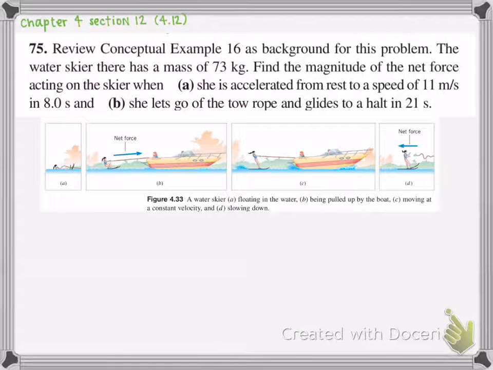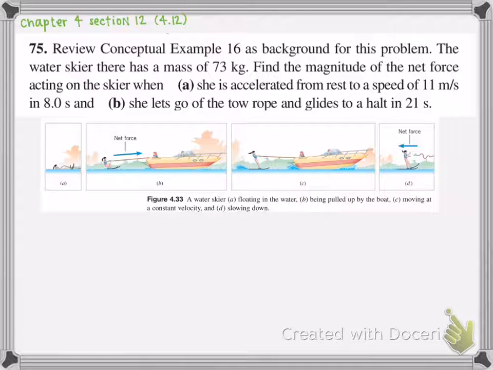Today we're going to be solving number 75 in Chapter 4, Section 12. It states, review conceptual example 16 as background for this problem, which is the figure below. This water skier there has a mass of 73 kilograms. Find the magnitude of the net force acting on the skier when A. She accelerated from rest to a speed of 11 meters per second in 8 seconds, and B. She lets go of the tow rope and glides to a halt in 21 seconds.